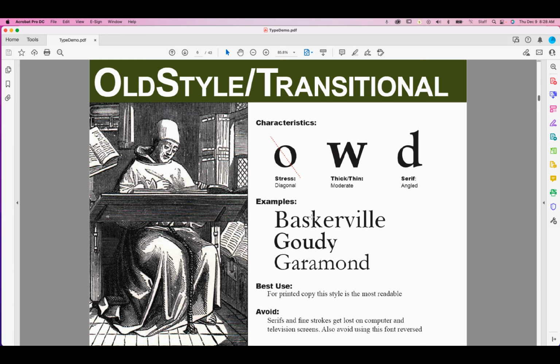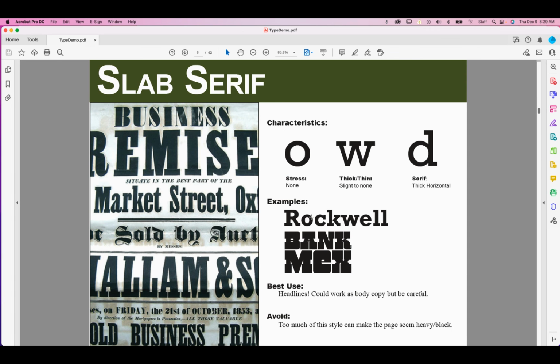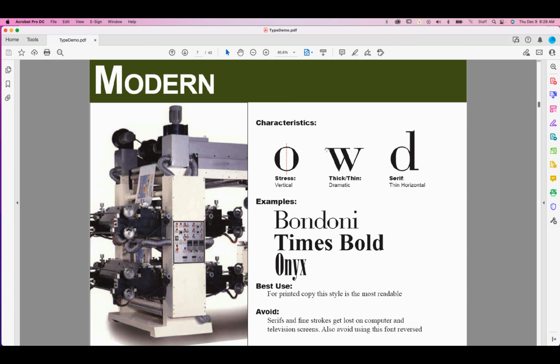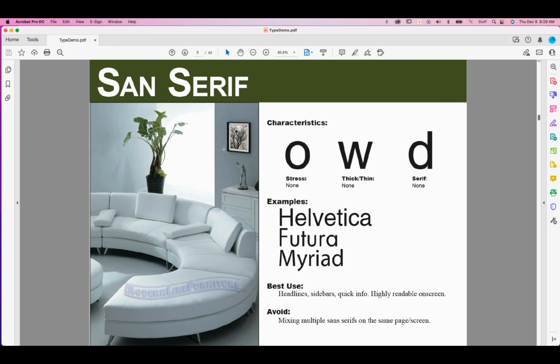Now, there's a lot of arguments that are made that that doesn't work as well on computer screens or on your phone. And that's where, we'll skip over modern. This is another style of serif. And same with sans serif, slab serif. That's when slab serif took over.